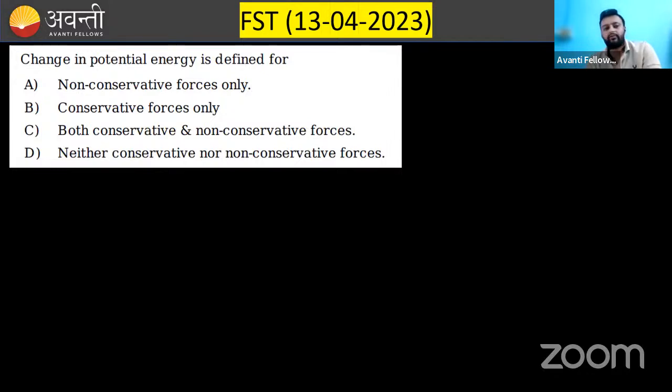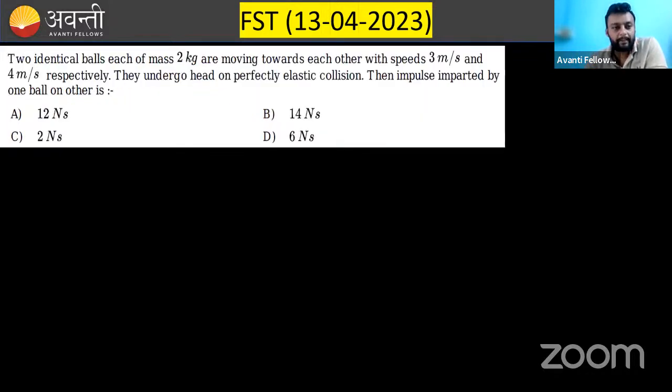This is again a theoretical question of work, energy and power. Change in potential energy is defined for, you should remember, conservative forces only. Change in potential energy is defined for conservative forces only.